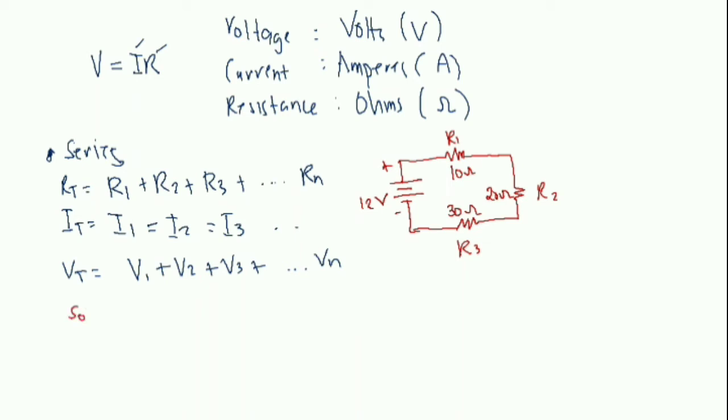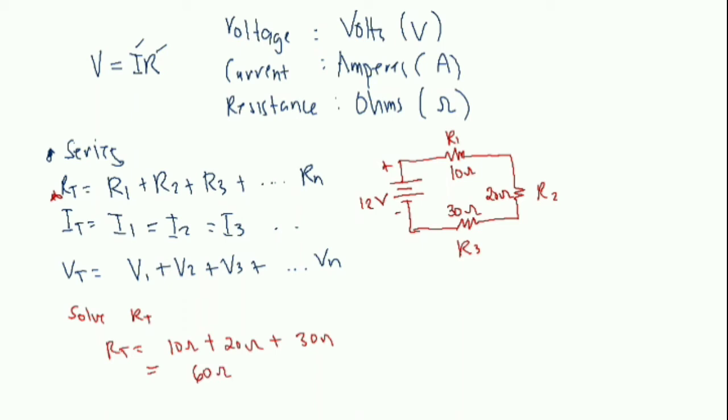Now we solve for RT. Based on the formula, to solve for RT, let's just add the three resistors. So 10 ohms plus 20 ohms plus 30 ohms. So the total resistance is 60 ohms.